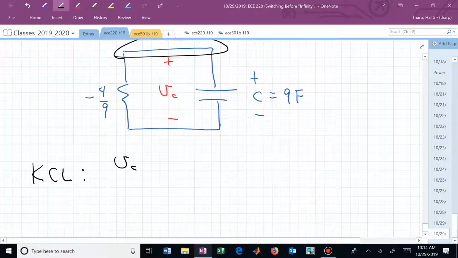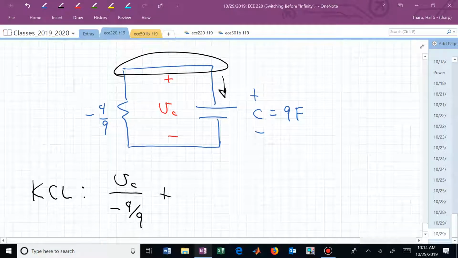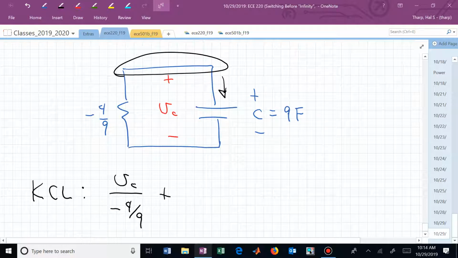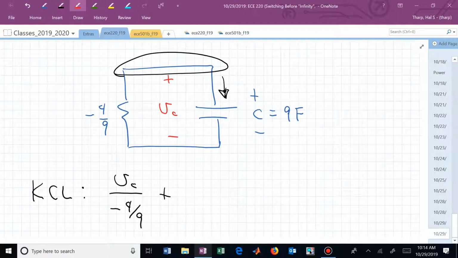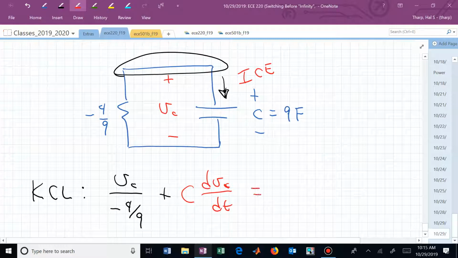And now we know we have V sub C over R, which is minus 4/9, plus, what's the current down there on the right? It's kind of cold in here. That was a hint. You can use ice to find that current. You know it's now C dV sub C dt, and that's equal to 0.